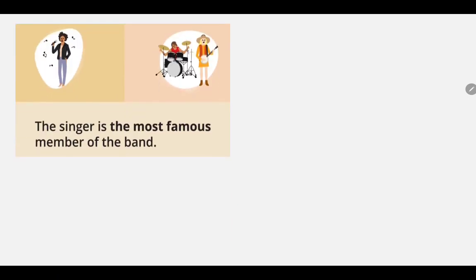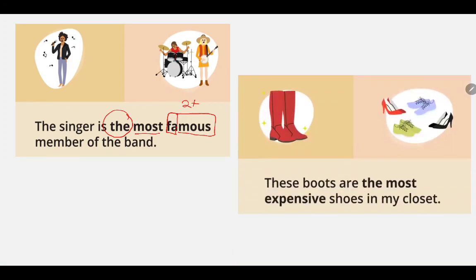The singer is the most famous member of the band. The word famous is divided into two syllables. So, we add the and most, and the word famous, the adjective, remains the same. Another one, these boots are the most expensive shoes in my closet. Expensive. We have more than two syllables. So we add the and most and the adjective remains the same.